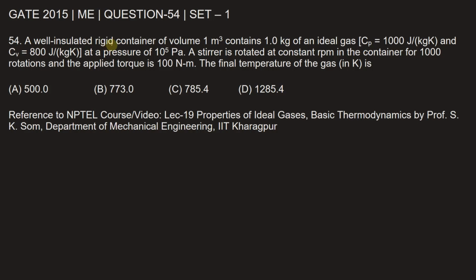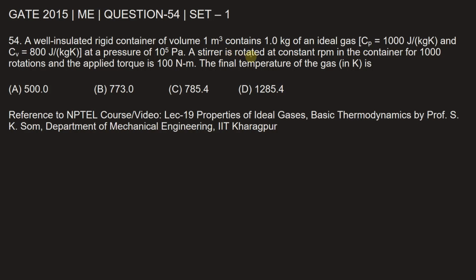A well-insulated rigid container of volume 1 meter cube contains 1 kilogram of ideal gas whose specific heat capacity at constant pressure is 1000 joule per kilogram Kelvin, and Cv, that is specific heat capacity at constant volume, is equal to 800 joule per kilogram Kelvin at a pressure of 10 to the power of 5 pascals.